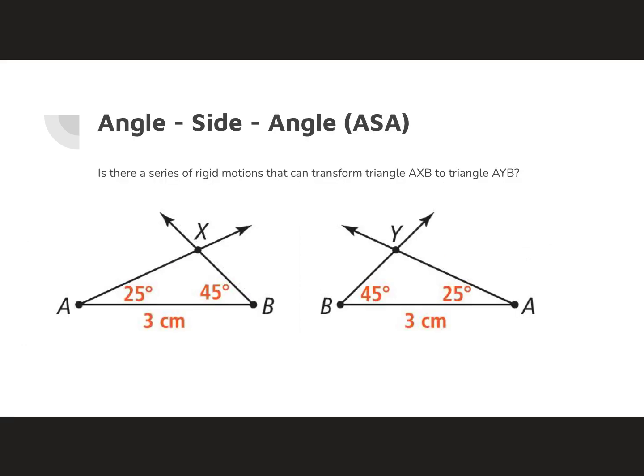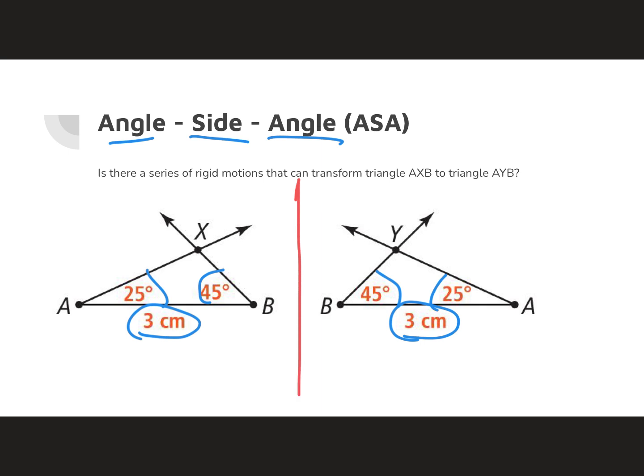This one is angle, side, angle. So you'll notice here, I have an angle of 45 degrees, an angle of 45 degrees, an angle of 25 degrees, 25 degrees, and then I have one side that's in between them. So notice it's angle, side, angle. The side is in between the two angles. And it can prove that we can transform one into the other. Again, you can see how if we just took this and reflected it over a line right here, you would end up looking at the same triangle. So just reflect it over that line.